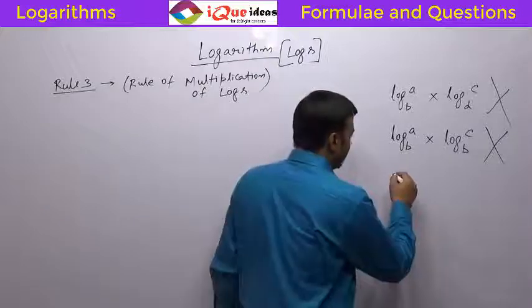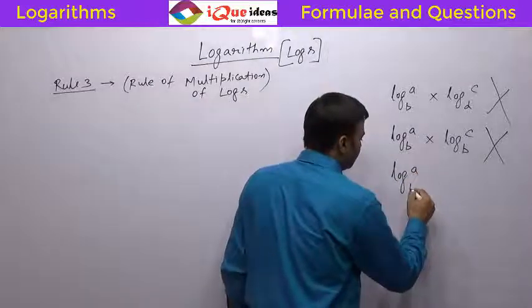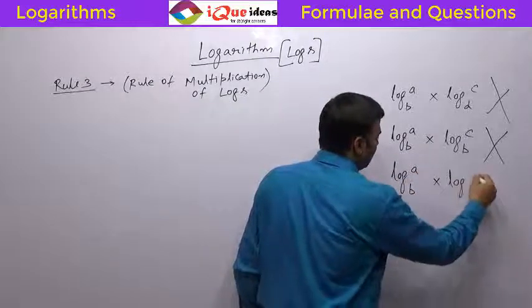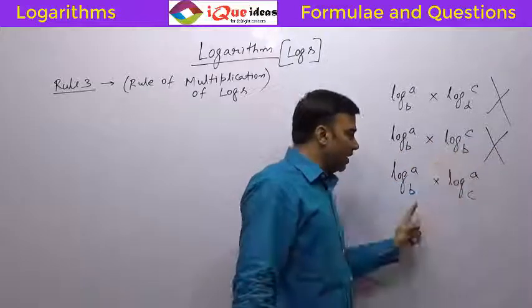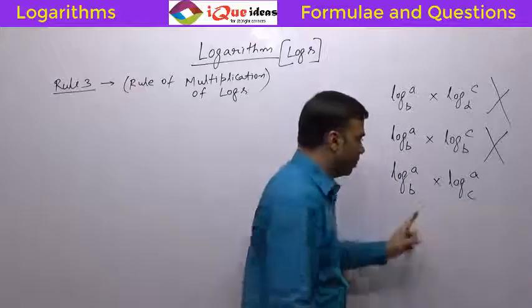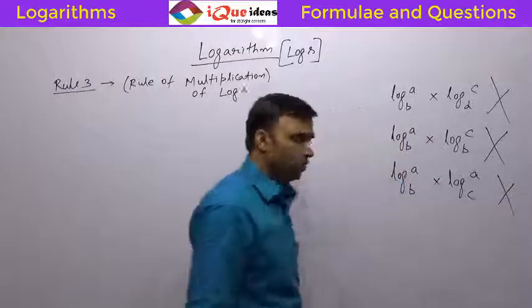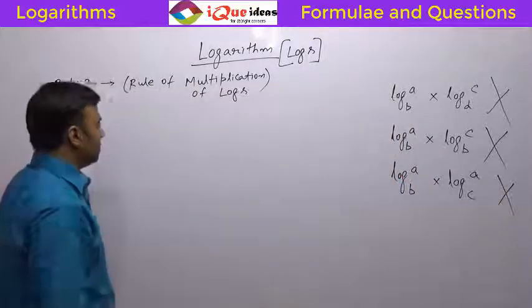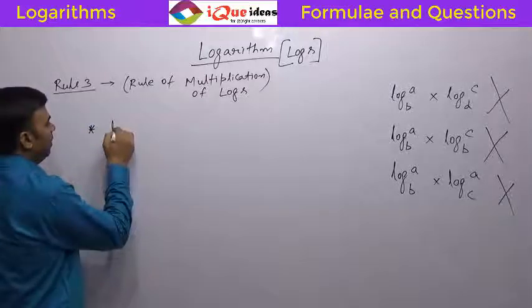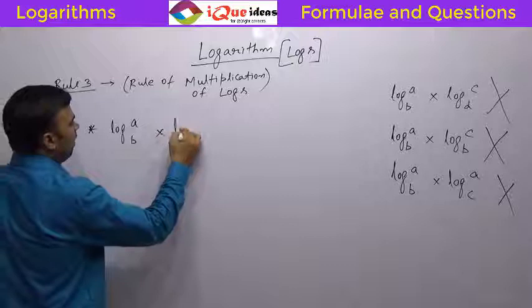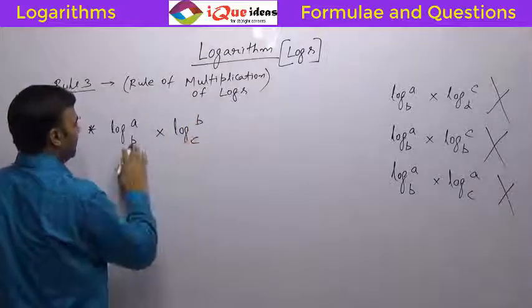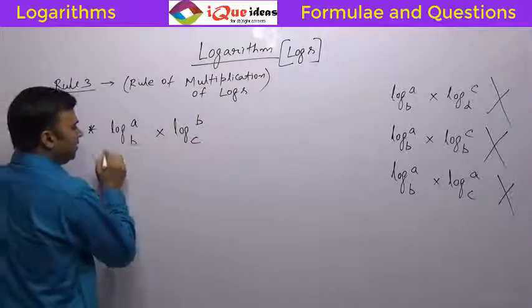Let's take another example. If I have log a to the base b into log a to the base c, here the numbers are the same, but we don't have any rule. Here also there is no rule. There is only one situation, which is like this: log of a to the base b into log of b to the base c. Now this is a very peculiar, specific situation.